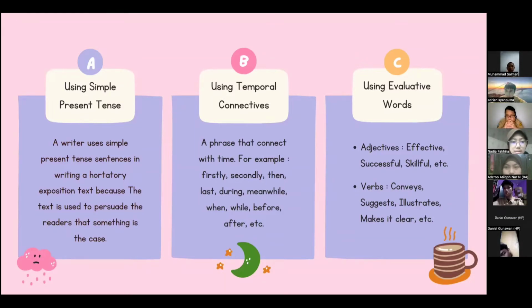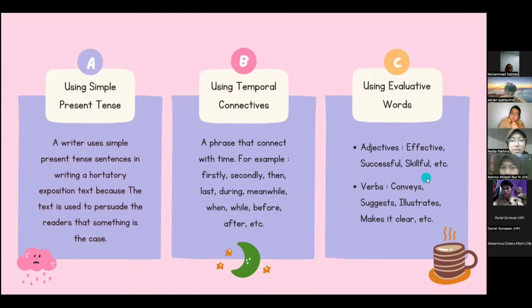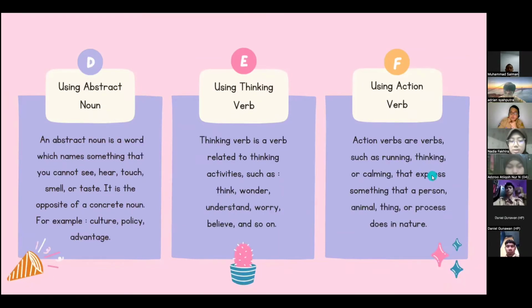C. Using evaluative words. Adjectives: effective, successful, skillful, and other things. Verbs: convey, suggest, illustrate, make it clear, and other things. D. Using abstract noun. An abstract noun is a word which names something that you cannot see, hear, touch, smell, or taste. It is the opposite of concrete noun. For example, culture, policy, advantage.